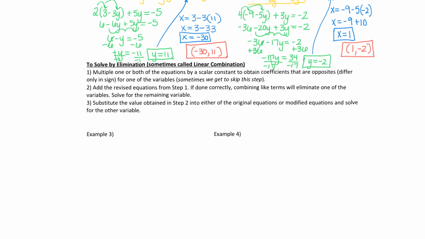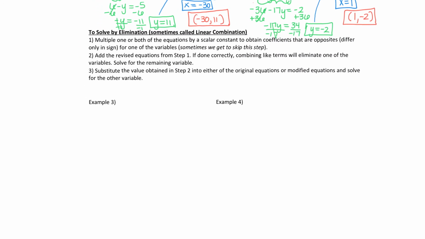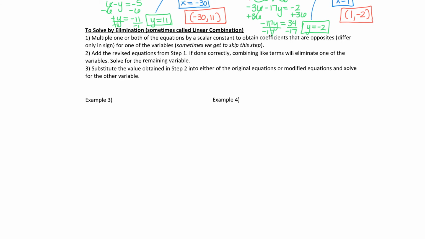Let's take a look at another algebraic method called elimination. Sometimes this is called linear combination. So in your first step, you're going to multiply one or both of the equations by a scalar constant to obtain coefficients that are opposites. Coefficients are opposites if they differ only in sign for one of the variables, and sometimes you get to skip this step. The second step is you add the revised equations from step 1.